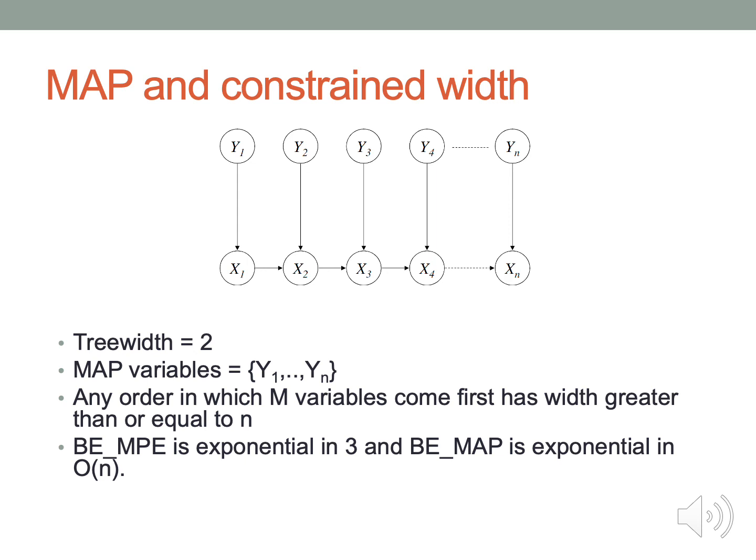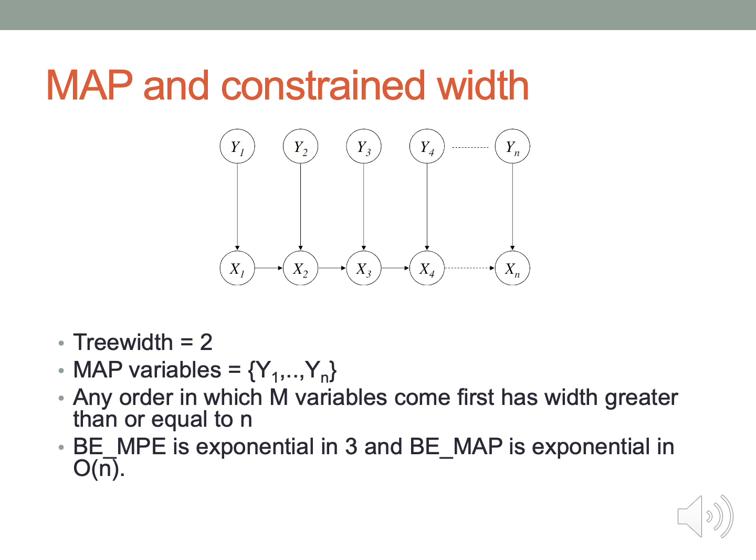You can verify that the tree width of the primal graph associated with the Bayesian network is 2. For example, if we use the order which goes y1, x1, y2, x2, y3, x3, y4, x4 and so on up to yn, xn, and we compute the width along this order, we will see that the width is 2. And since this graph is not a tree, a width of 2 implies that tree width equals 2.